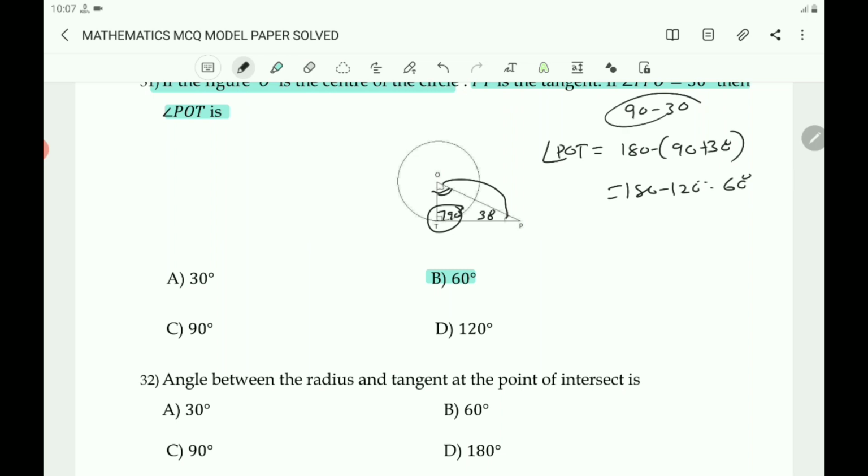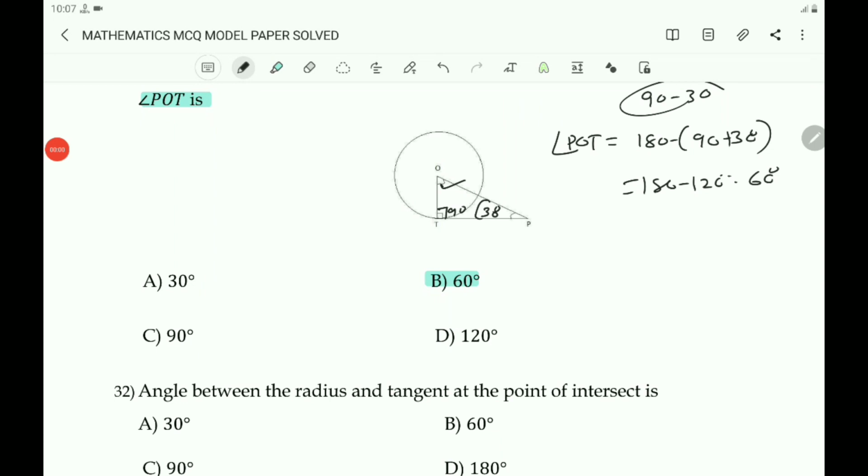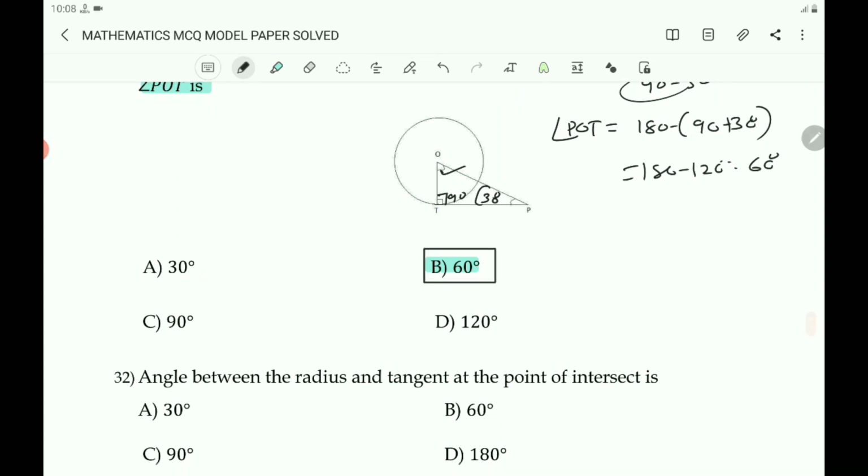Here you must know that the angle between the tangent and the radius at the point of contact is 90 degrees, and one given angle is 30 degrees. So the sum of these two angles must equal 90 degrees, or by using the 180 degree angle sum property of the triangle you can also get the answer. That is 180 minus the sum of these two angles, or 90 minus this angle. 90 minus 30 is 60 degrees. So what is the answer? Answer is option B, 60 degrees.